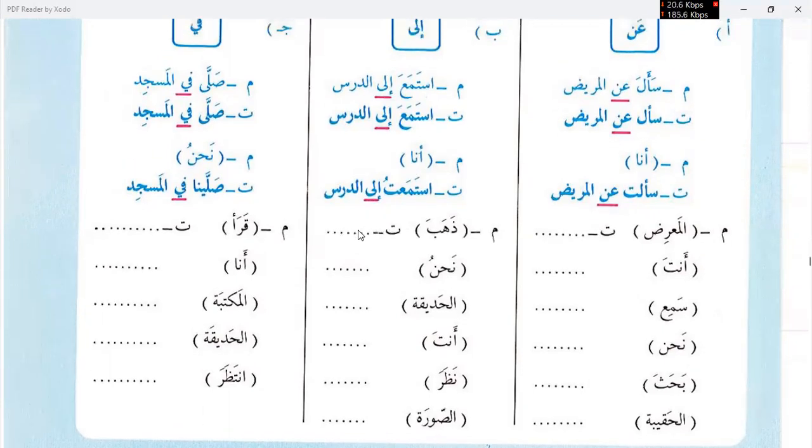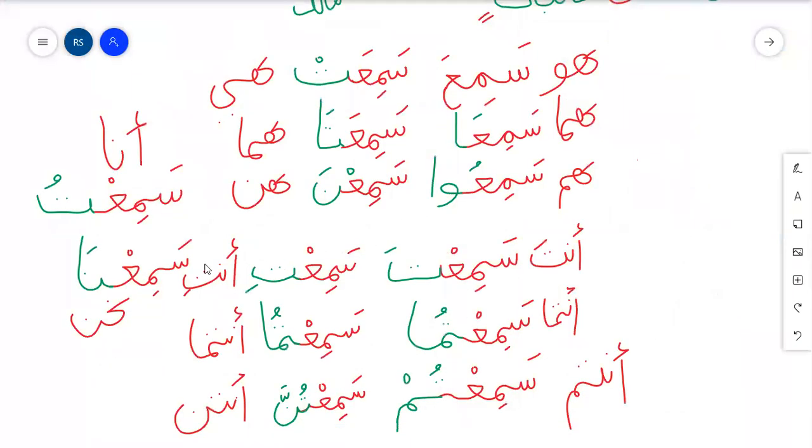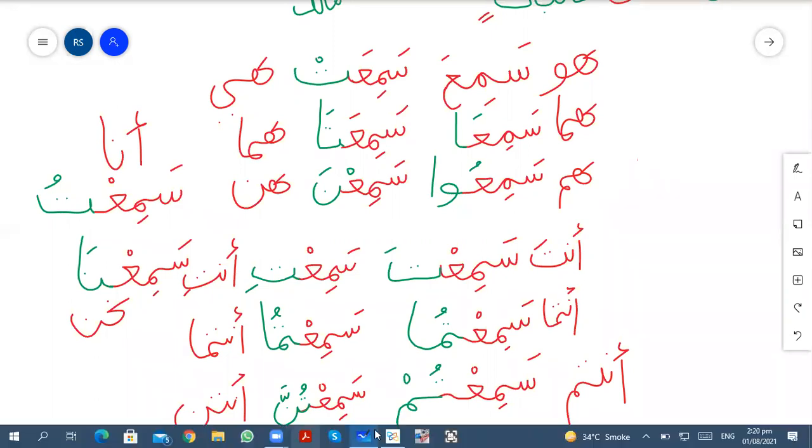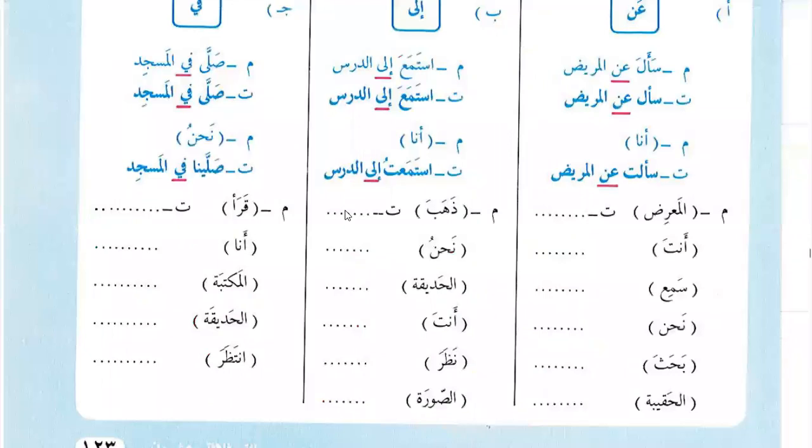So now you will say, I went to the lesson. Mr. Jubril, what is the sentence here? Ana zaaba ila al-dars. No. Ana zaabat ila al-dars. No. Anyone? Zahabtu. Ana zahabtu. Yes. Look here. Do you see the screen? Yes, sir. Ana zahabtu ila al-dars. I went to the lesson.